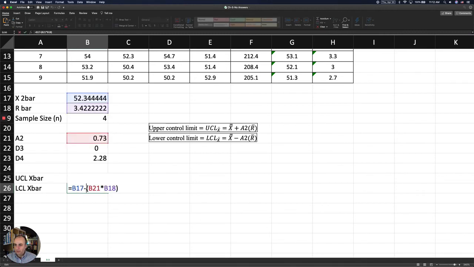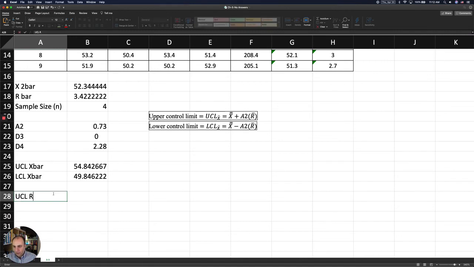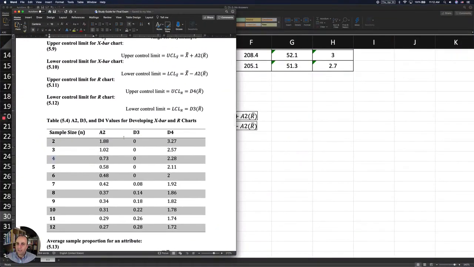And the formula for LCL is B17 minus B21 times B18. So I calculated my UCL and LCL for X bar. Next thing that I need to do is to calculate UCL and LCL for the R chart. Remember, there is no X bar chart without an R chart. They always go together. Okay, so UCL and LCL for R, again, let's take a look at the formula.